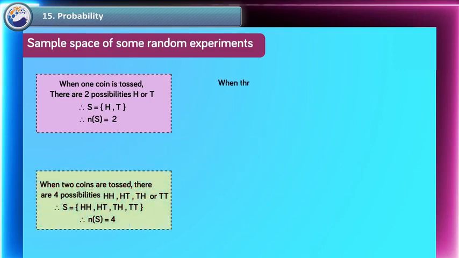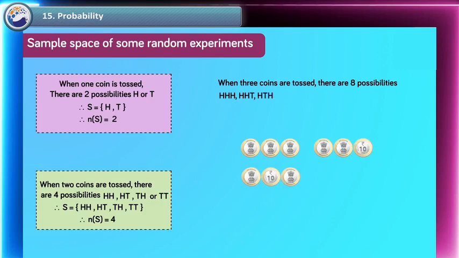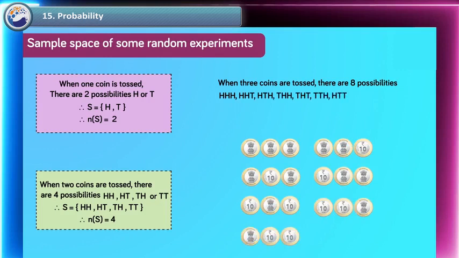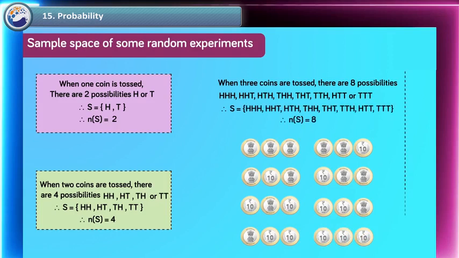When 3 coins are tossed, there are 8 possibilities. Therefore, S is equal to {HHH, HHT, HTH, THH, THT, TTH, HTT, TTT}. n(S) is equal to 8.